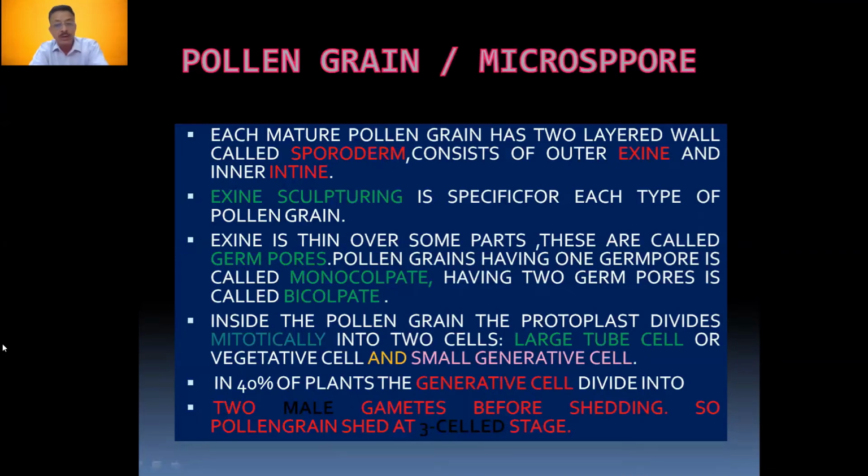In 40% plant, the generative cell divides into the two male gametes before shedding, so pollen grain is shed at the 3-cell stage. So in 40% plants, the pollen grains are shed at this 3-cell stage. What are the 3 cells? One is tube cell or vegetative cell, and the two male gametes.